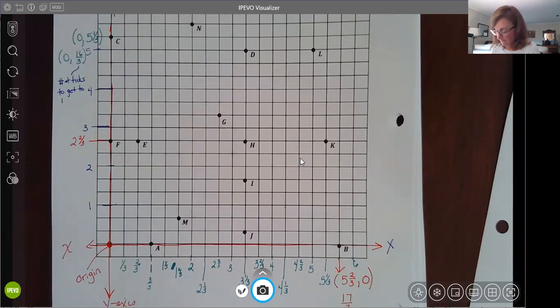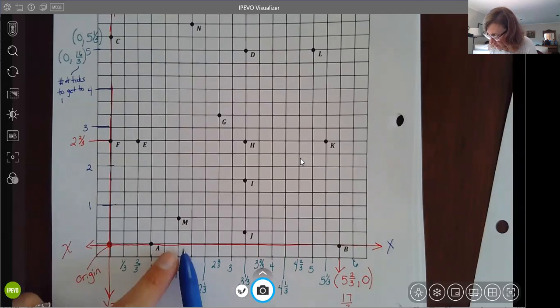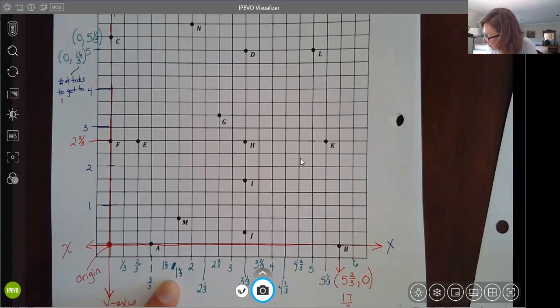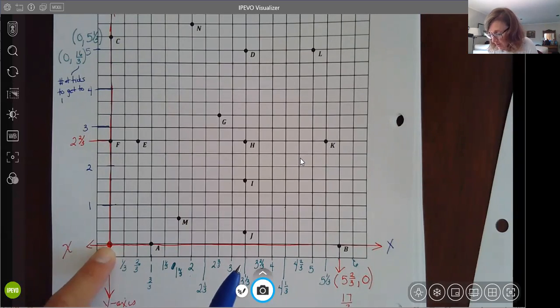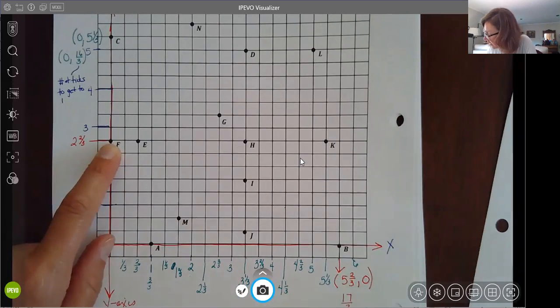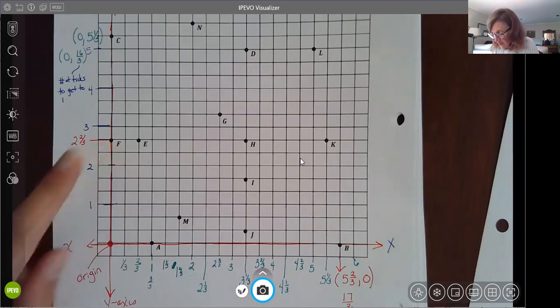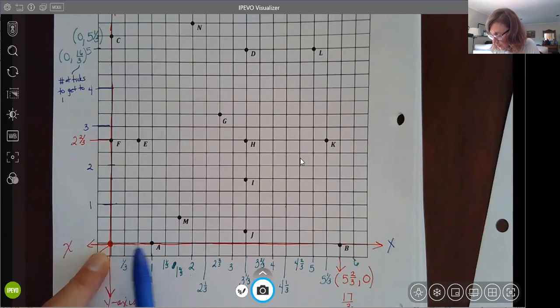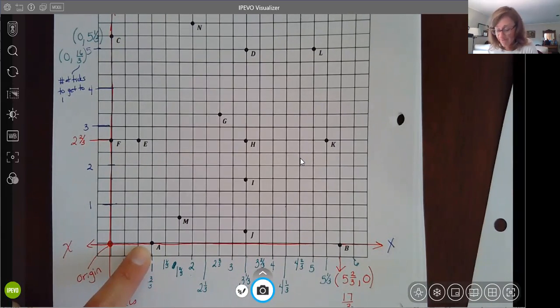All right, so 1 2/3, up 1, 2. Remember, each tick mark is worth a third, so that's 1/3, 2/3. So that would be point M. The first one is point M. I hope that's what you got. So the next point, I don't go to the left or right. I just go up 1, 2, and then 1/3, 2/3. So that would be F. For the next one, I just go to the right one, but I don't go up or down. So that puts me at A.